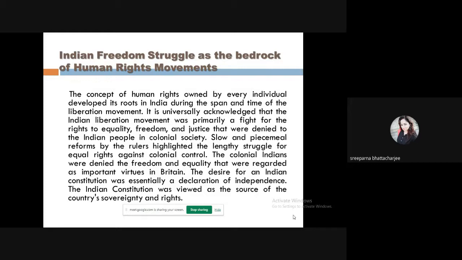Why has it been referred to as the bedrock? Because we find that the demand for Swaraj was put forward during this struggle. We also find that this struggle was based on the values of nonviolence, a principle, or we can say a way of life, that has later been recognized by international bodies. So these are some of the important aspects that help us understand how this freedom struggle can be referred to, or should be recognized, as one of the most important milestones in the history of human rights movements in India.